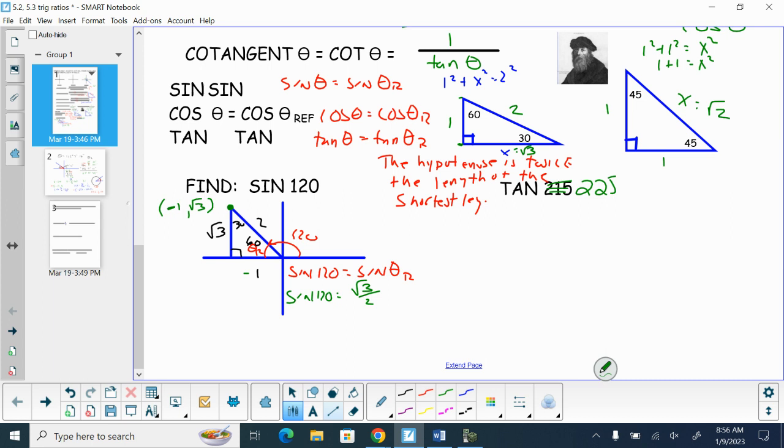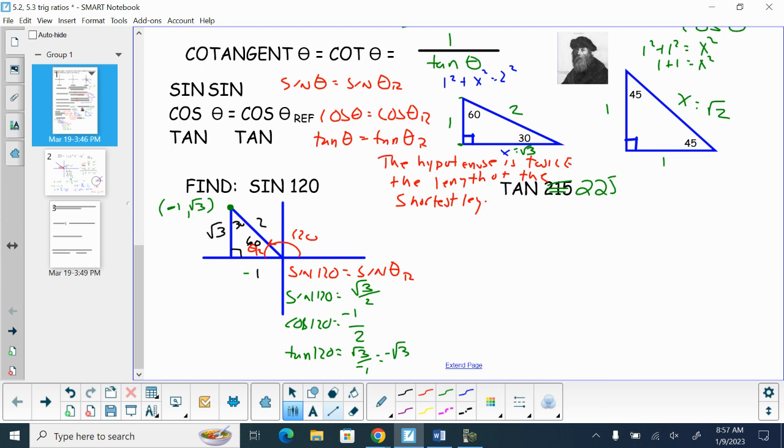What would be the cosine? What would be your cosine of 120? Justin, what would be the cosine? 1/2. What do I need to throw with the 1? Negative 1. So we have negative 1/2. And just for giggles, what would be your tangent of 120? Rachel, what would be the tangent? Square root of 3 over negative 1, which would simplify to negative square root of 3. If I divide by negative 1, it gives me a negative.